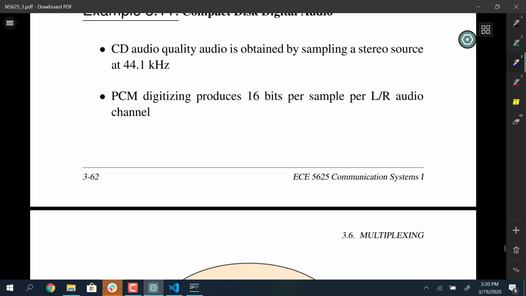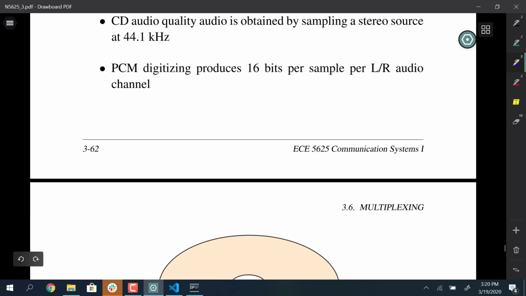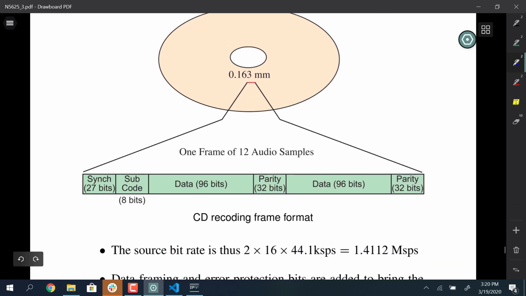But PCM, in the case of compact disc audio, produces 16 bits per sample for the left channel and the right channel, and then it's framed and put into pits that are on a compact disc. So a frame is composed of 27 sync bits, a subcode, data of 96 bits, so this is payload, parity of 32 bits, another payload of 96 bits, and then more parity bits of 32 bits.